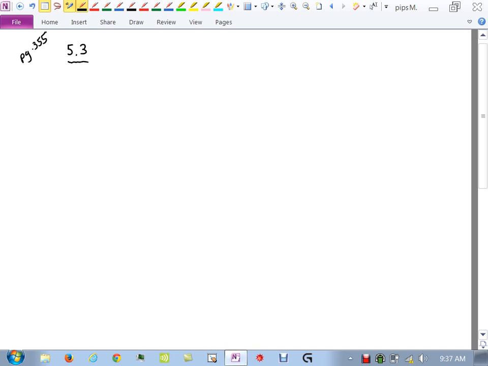Can you all see that up there? This is an intro to what are called polynomial functions. And in this section, we're going to be looking at adding and subtracting these things called polynomials.